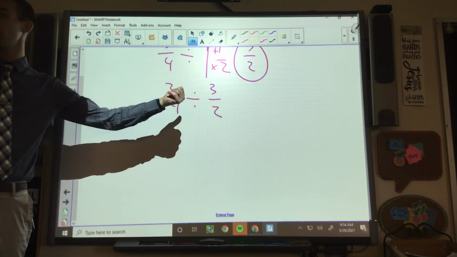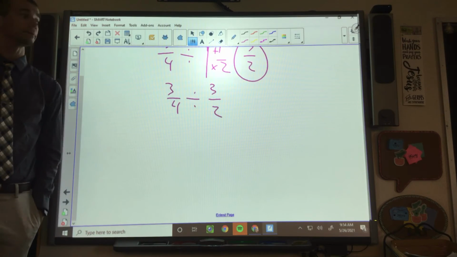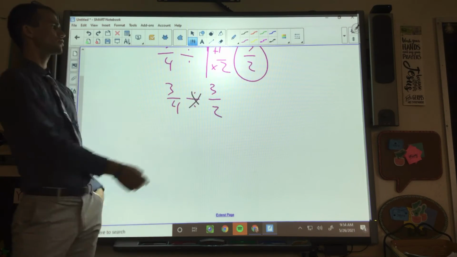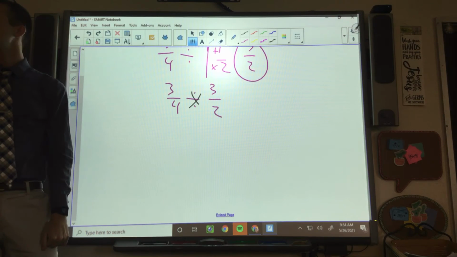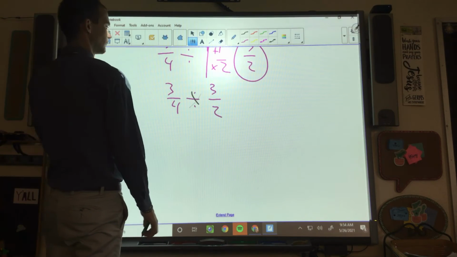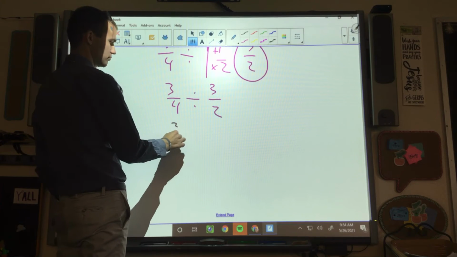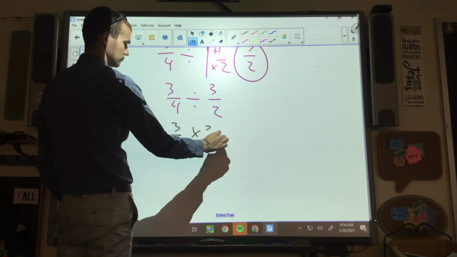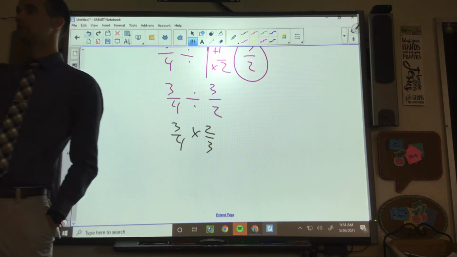And you guys will do this. This happens all the time on assignments. People will just be like, oh, I'll just turn this into multiplication and not worry about flipping it. Oops. If you do that, you're going to have to flip it. Now I know it's 2/3, and then it's 2. Stop.